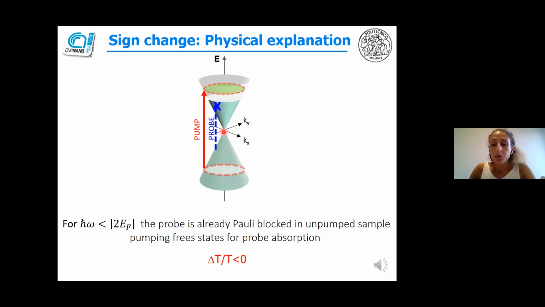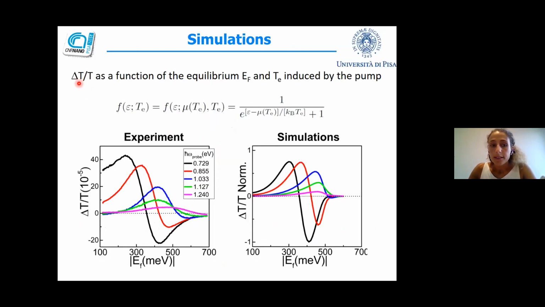In order to test this idea, we simulated the transient transmittivity signal as a function of the Fermi level, just considering the effect of the modification of the carrier distribution with the doping. And by simply considering this effect, we could reproduce both the initial increase in the bleaching signal and the change of sign.